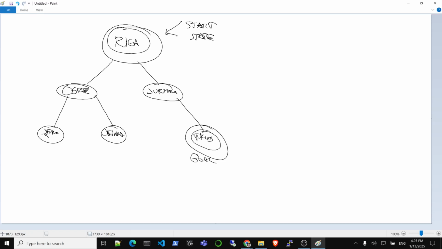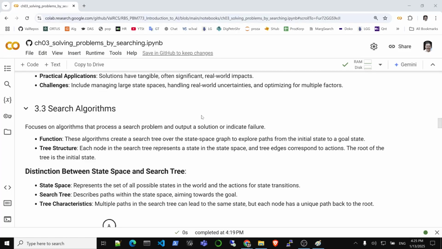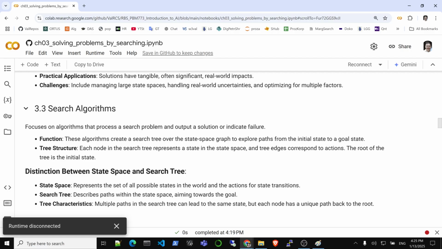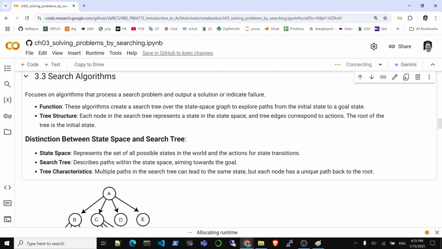So again, depending on the problem, there's no one solution for this problem, because it depends how your search graph is oriented. So there's two things. There's a state space. That's where, you know, Riga, Tukums, Jurmala, that's where you could possibly be. That's your state space. But the search tree is what you are doing, what actions you actually took.